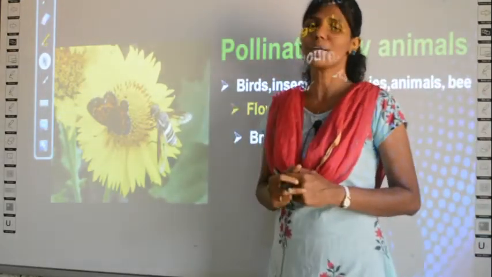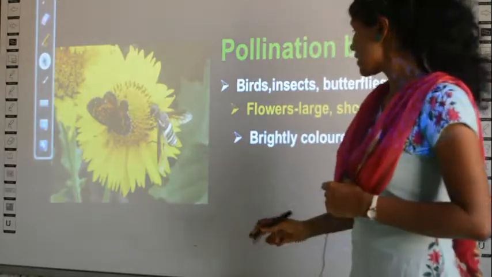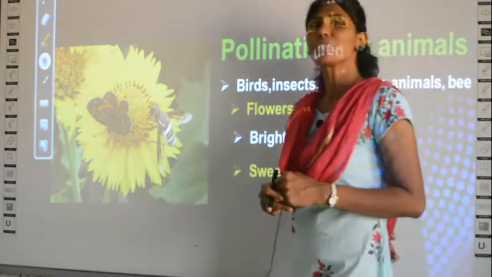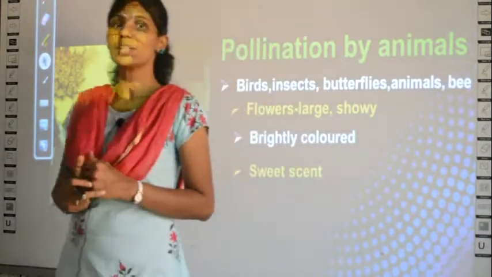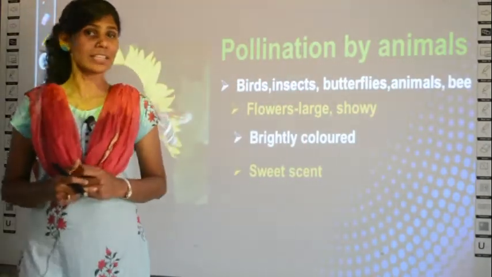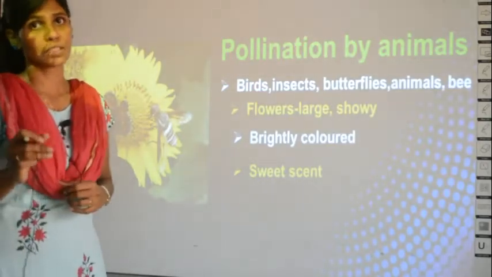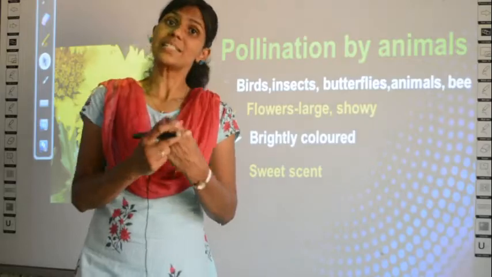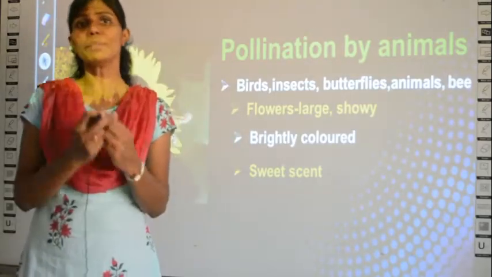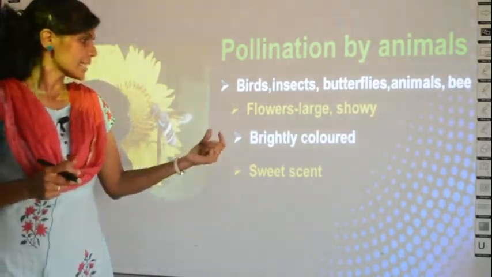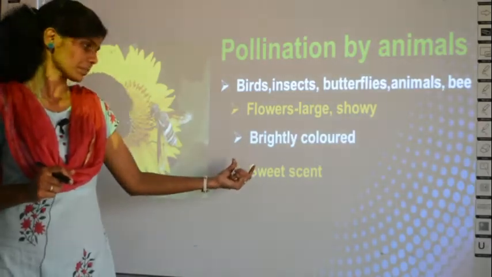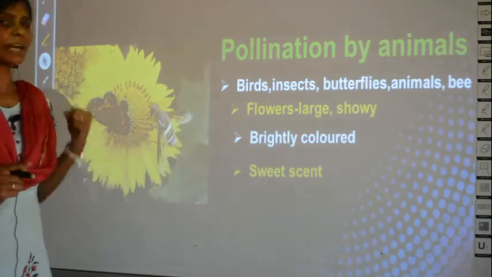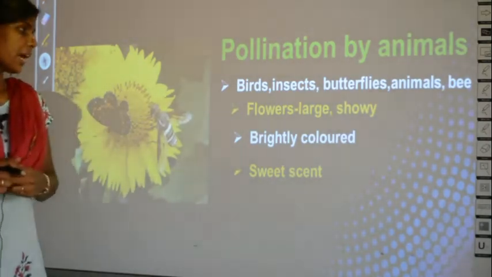It gets attracted by the color and also by the scent. What is scent? Scent means the sweet smell. Some flowers have a sweet smell, right? Can you give some examples? Rose has a very sweet smell, right? So whichever flowers have a good smell are called scented flowers. The sweet scent of the flower will attract the butterflies or the honey bees.